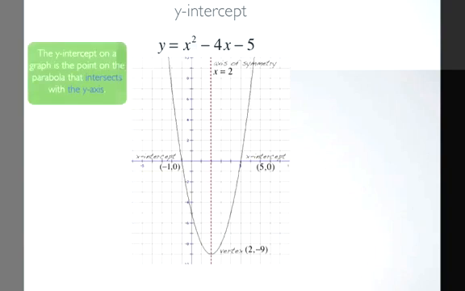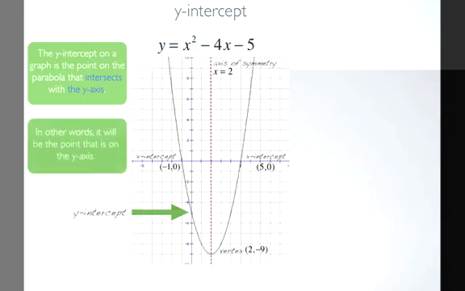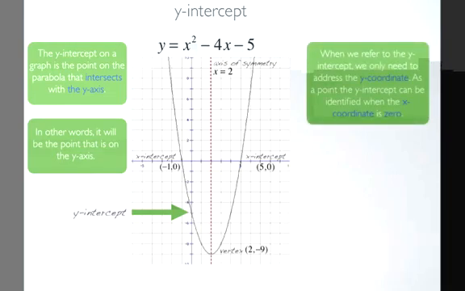Now the y-intercept on the graph is the point on the parabola that intersects with the y-axis. It's located here. In other words, it will be the point that is on the y-axis and where the parabola crosses. When we refer to the y-intercept, we only need to address the y-coordinate. We do this because it is the only point that is important, because the x value is 0.